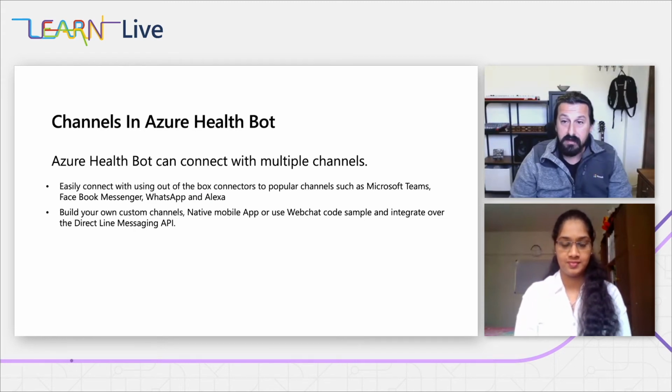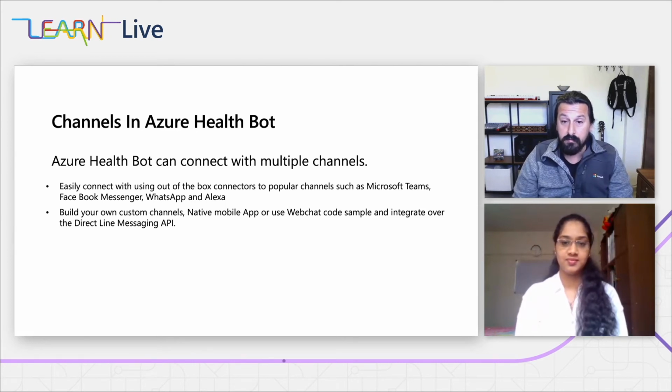So just a few words about the channels in Azure Health Bot. Health Bot can connect with multiple channels. There are many, many options. There are essentially, I guess, two ways that you can connect. One is you can use some out-of-the-box connectors that exist. They exist for very popular channels such as Microsoft Teams, also third-party channels such as Facebook Messenger, WhatsApp, Alexa, and many, many more. That's probably the first and the easiest way, to use those built-in connectors.